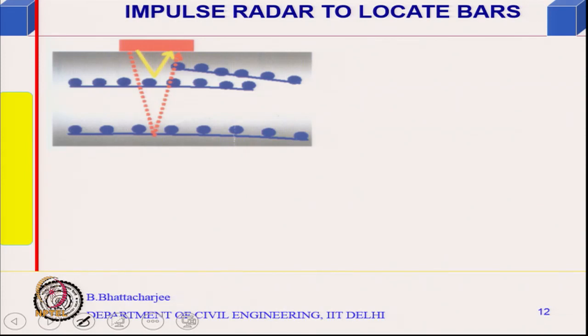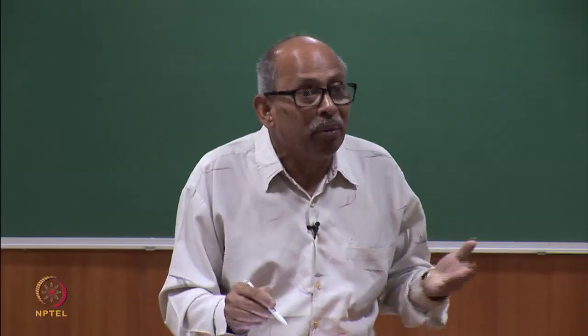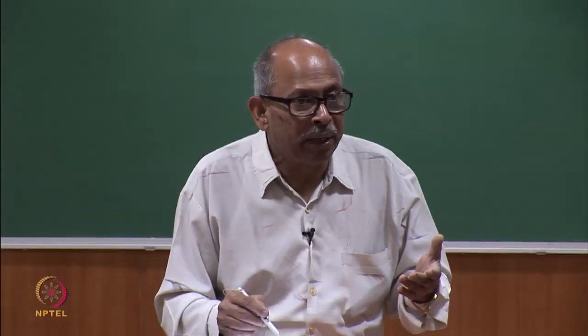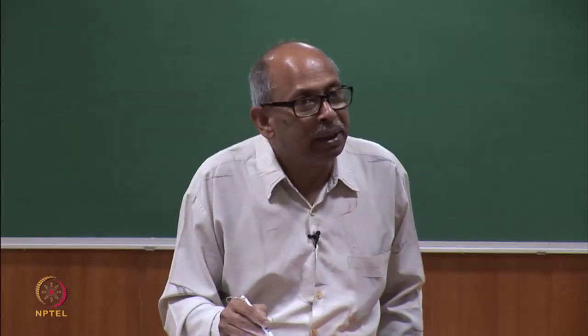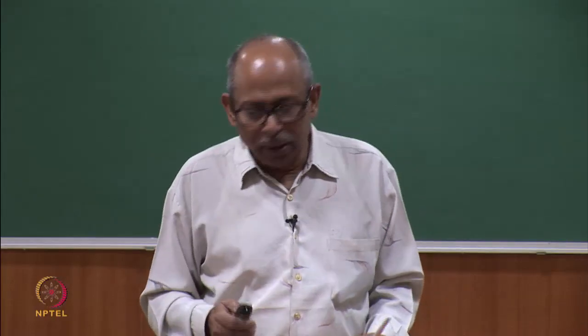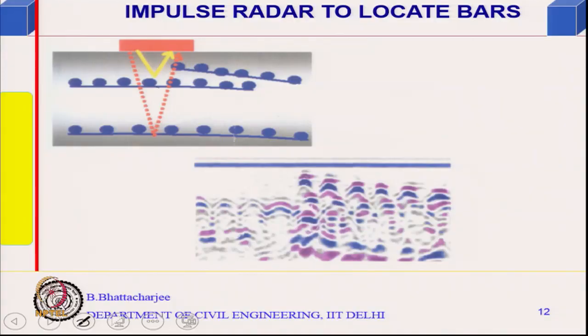Signal is sent and it is reflected back, and you trace the time of arrival of the reflected signal. From that you can find out the distance. So, if this was your bar layout, the impulse radar signal would come something like this.